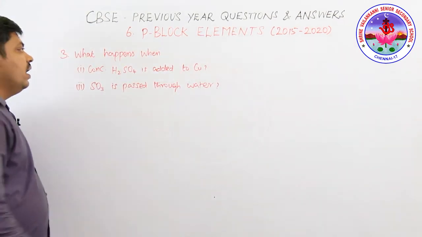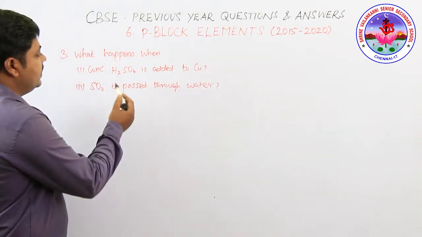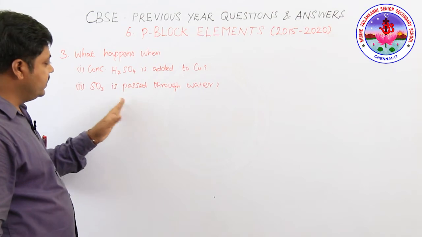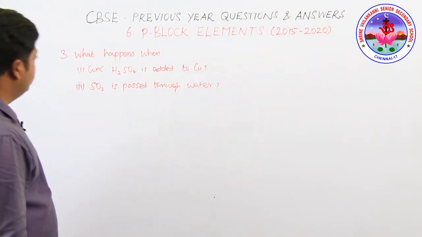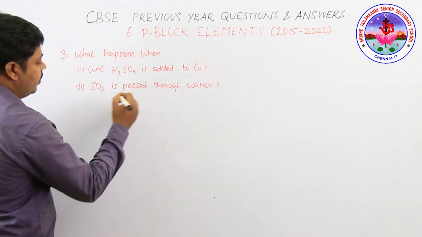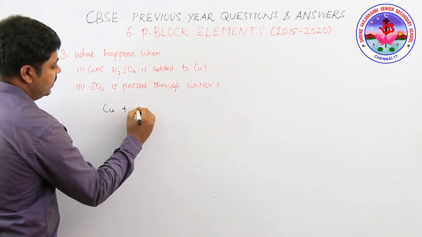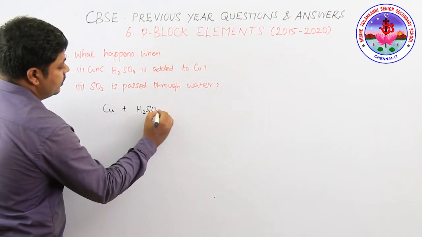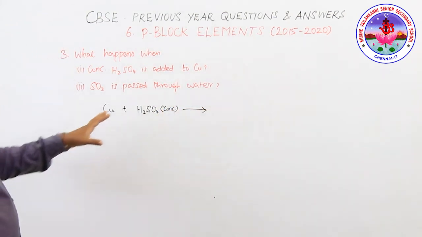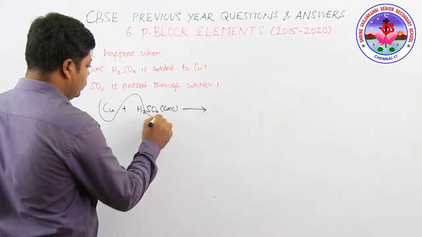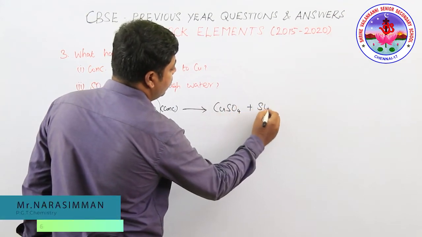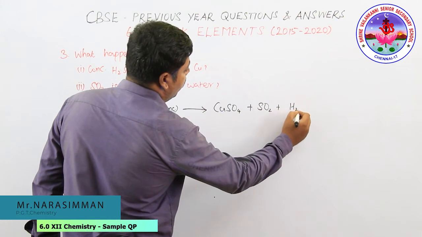Look at this question. What happens when concentrated sulfuric acid is added to copper? Then the second question, sulfur trioxide SO3 is passed through water. Now, see the first question: sulfuric acid added to copper means copper reacts with concentrated sulfuric acid. So what happens? It produces copper sulfate, and sulfur dioxide, then water.